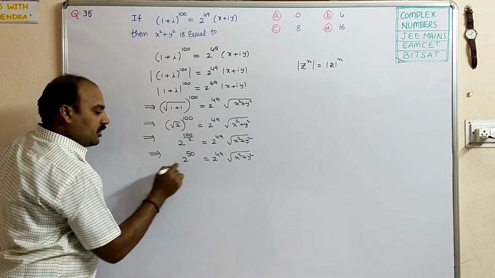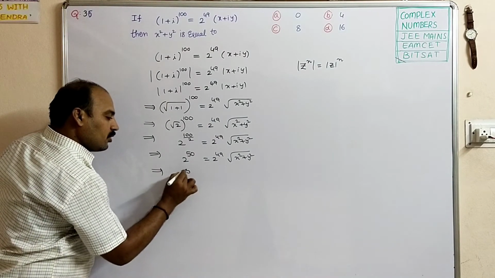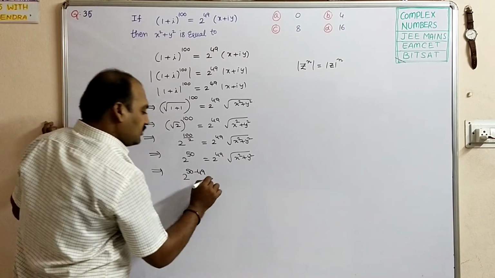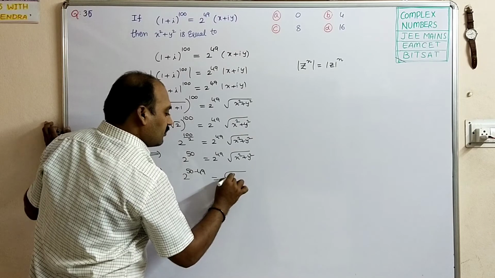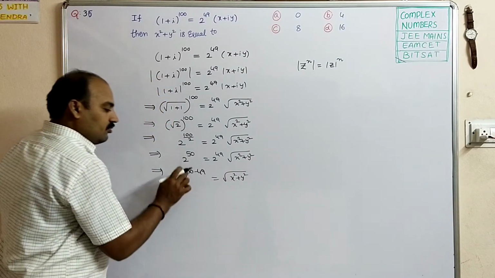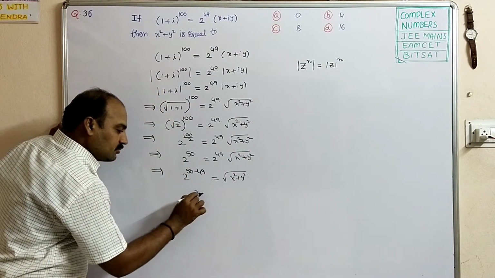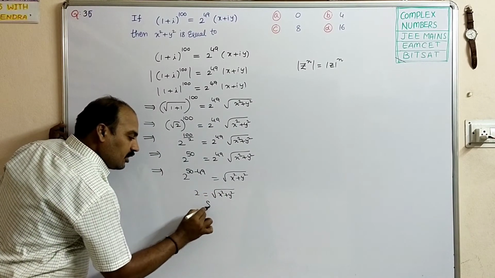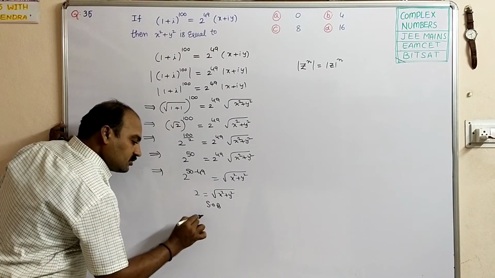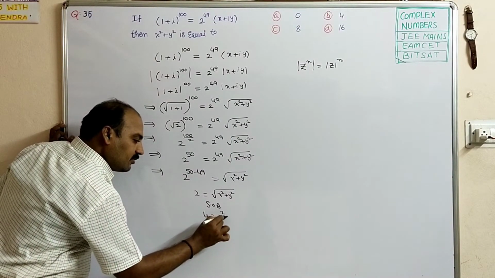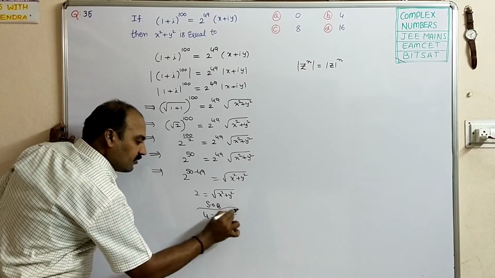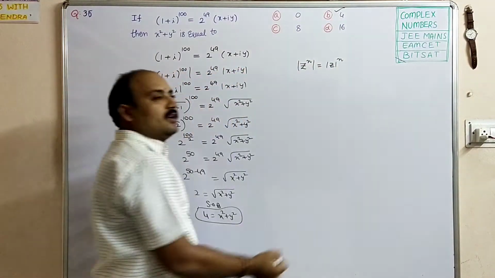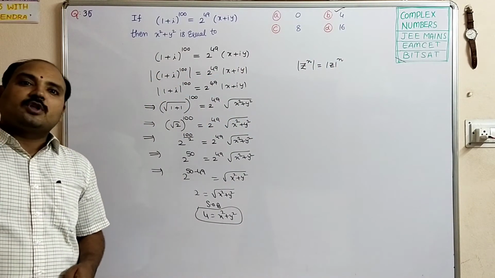2 power 49 we can take this side. So 2 power 50 minus 49, a power m by a power n, a power m minus n, equal to square root of x square plus y square. 50 minus 49 is 1, so 2 equal to square root of x square plus y square, squaring on both sides. So 4 is equal to x square plus y square. So the value of x square plus y square is 4, which is there in the second option. We will move to the next question.